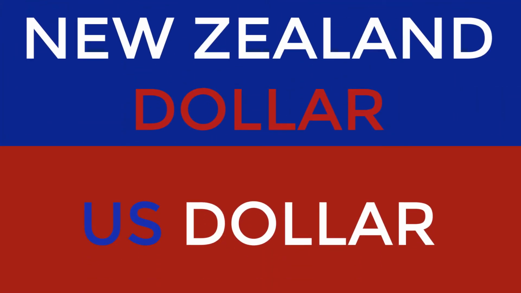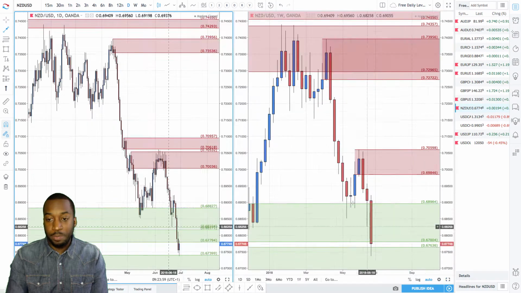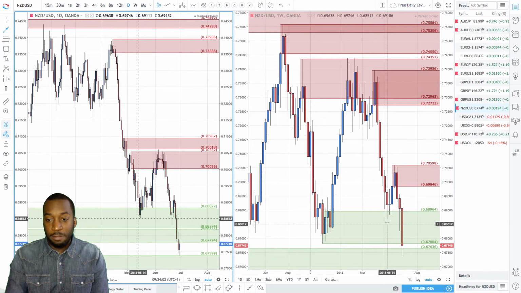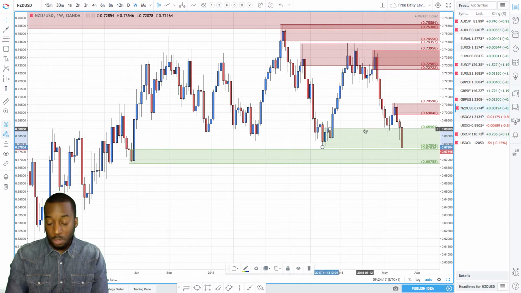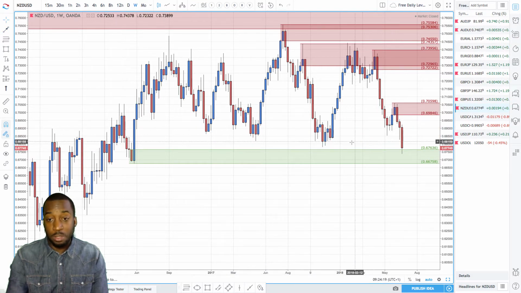New Zealand dollar, US dollar. Let's go to the weekly. So the weekly, quite a few weeks ago, we had this bounce here, bouncing off this demand zone. Let me zoom in. Then we had another bounce here, but with a lot of dollar strength going on last week, and the New Zealand central bank coming out and being quite dovish on their statement, we got a bit of a negative. Obviously, it wasn't necessarily the pair to buy to the upside.